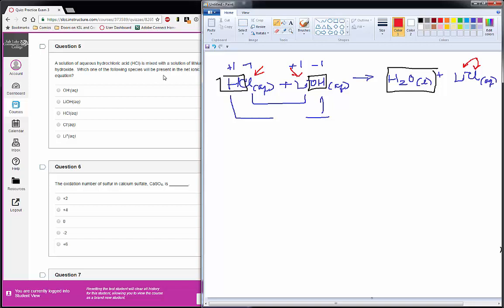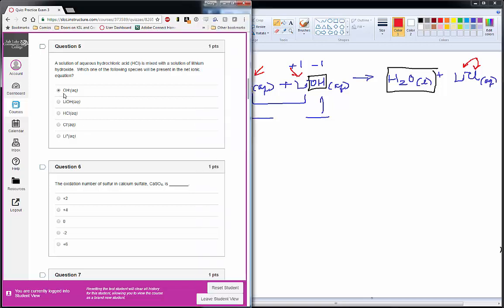So which is going to be present in the net ionic equation? The answers could be H+, OH-, or H2O. And of course, I'm not going to make you choose between more than one. So only one of those is going to be present. And here it is. There's a hydroxide.